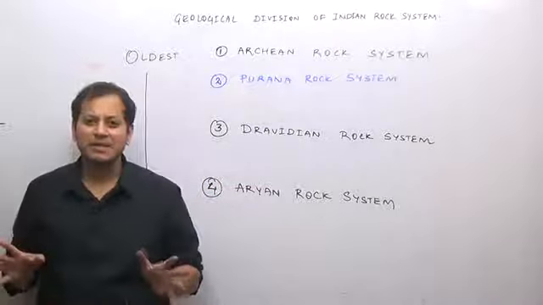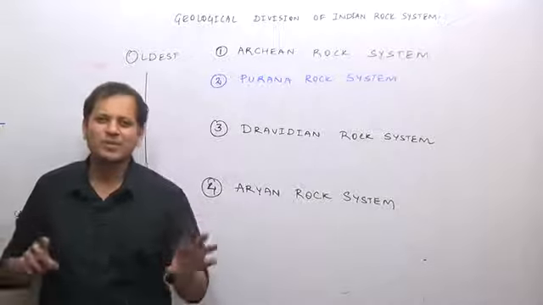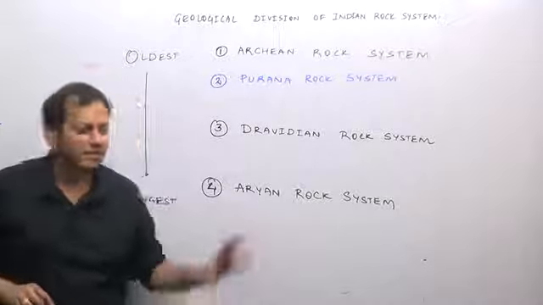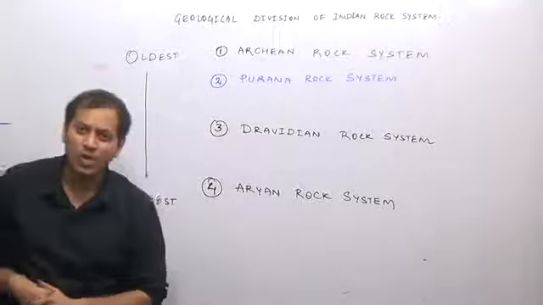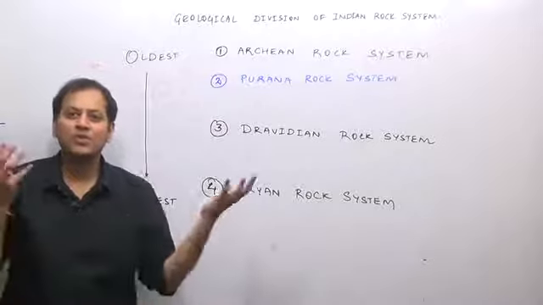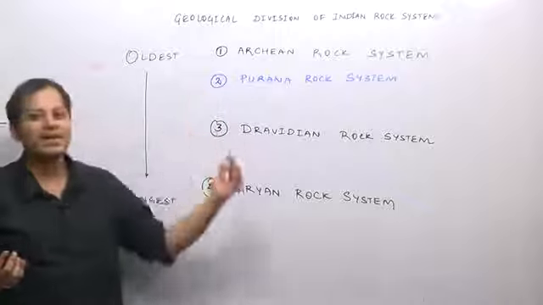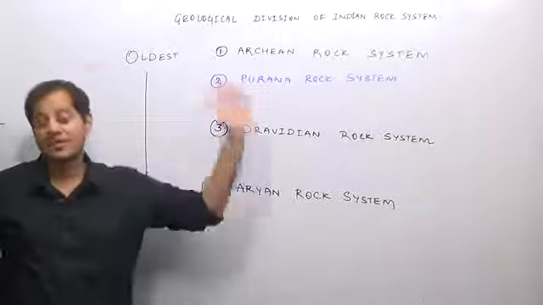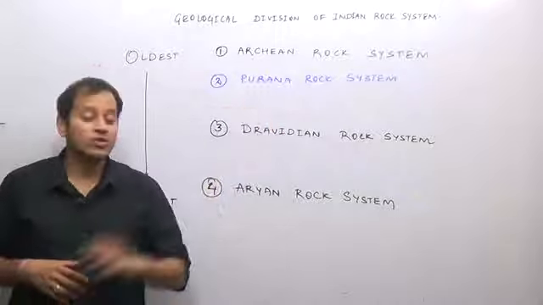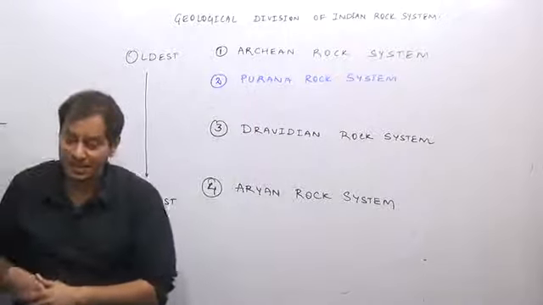How to remember it? Don't mug up. Just try to understand the meaning of each and every word. Archaic means very old. So the Archean rock system is the oldest rock system in India. After that, older than Dravidian in history are the Puranas. So the Purana rock system in Indian history.